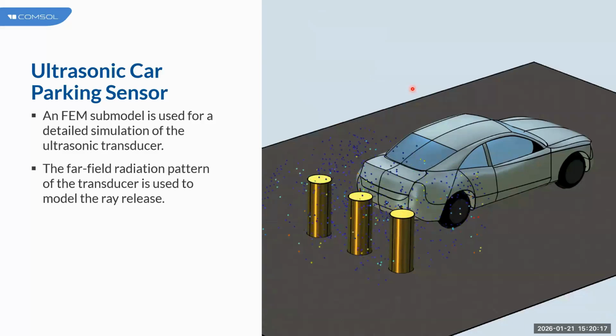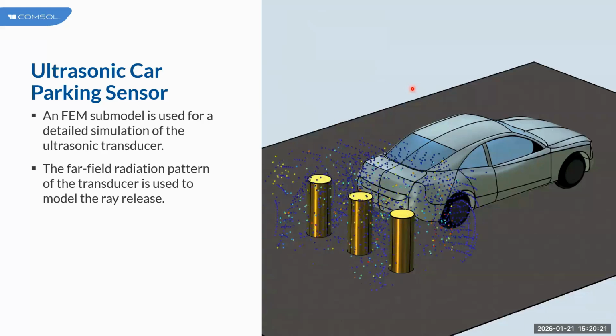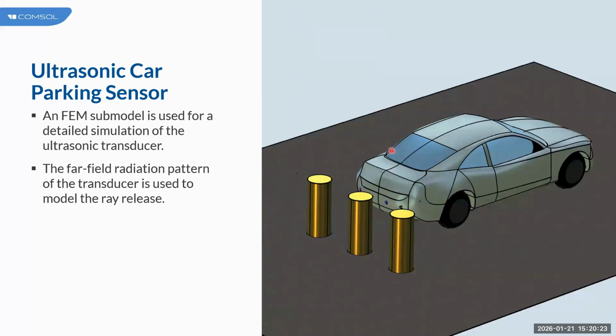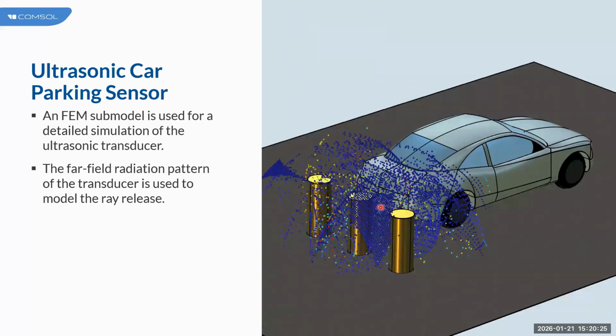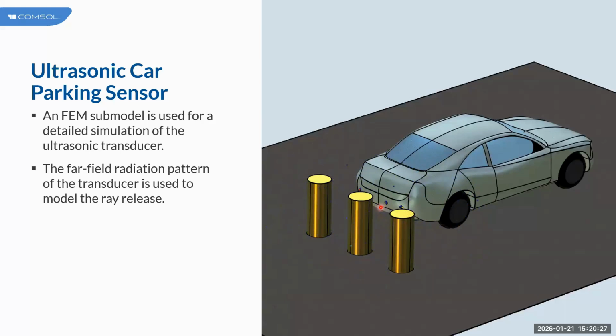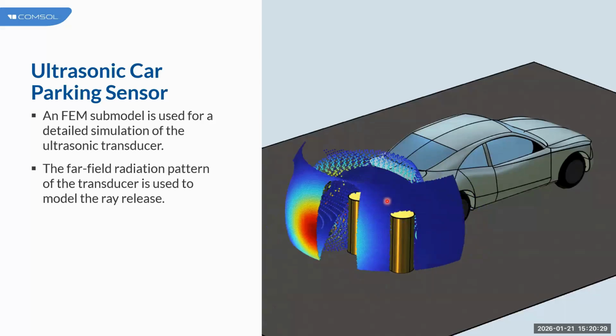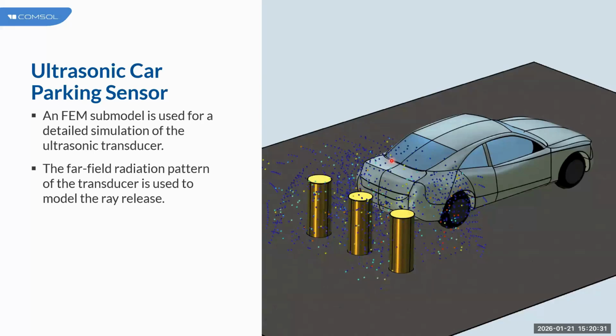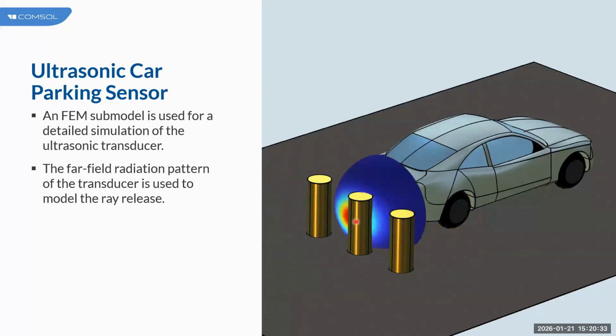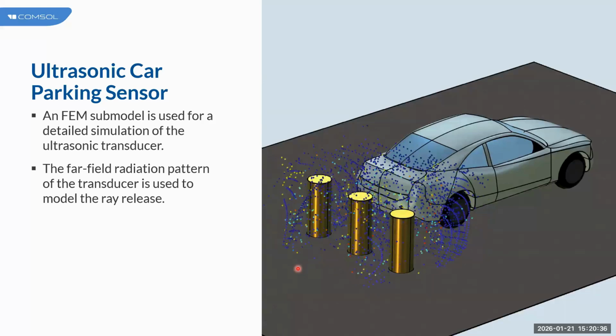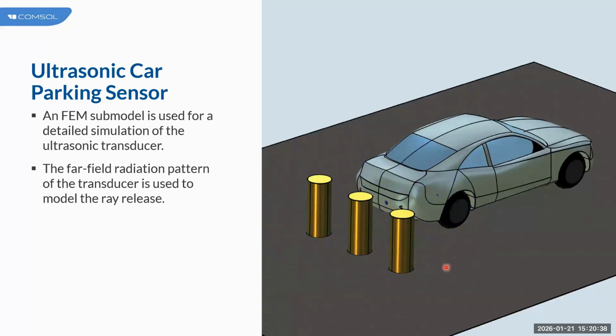So this model demonstrates the concept of a multi-method or sub-modeling approach, where you have modeled the transducer in detail in the finite element method, and you have placed this transducer on this car structure and analyze the propagation of sound over a very large distance using the ray tracing approach.